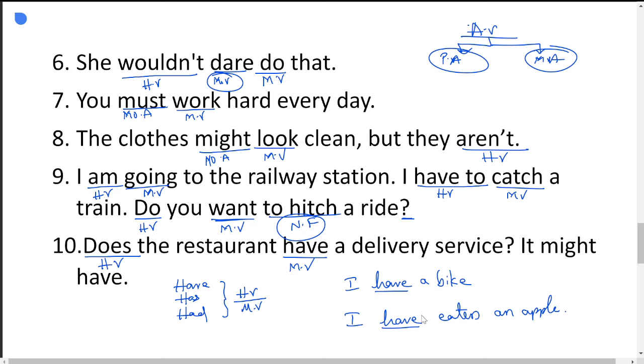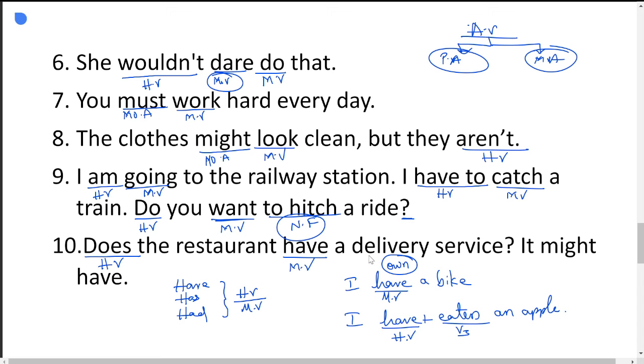Remember, if any have form is followed by a main verb, then this have form must be a helping verb. If there is no main verb after the have form, remember this have form itself is the main verb. Here the meaning of have is own. I have a bike, in the sense I own a bike. So this have is the main verb. Next, coming to this case, have plus v3 is given. So this have comes under helping verb, and after that we have the main verb. So in these two cases we can see that have is used both as the main verb and also as a helping verb.